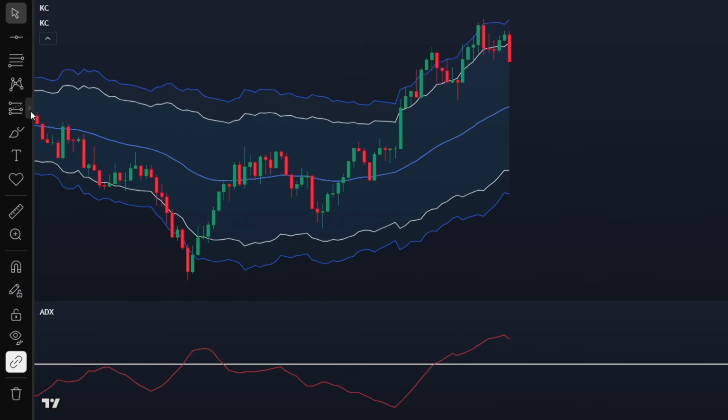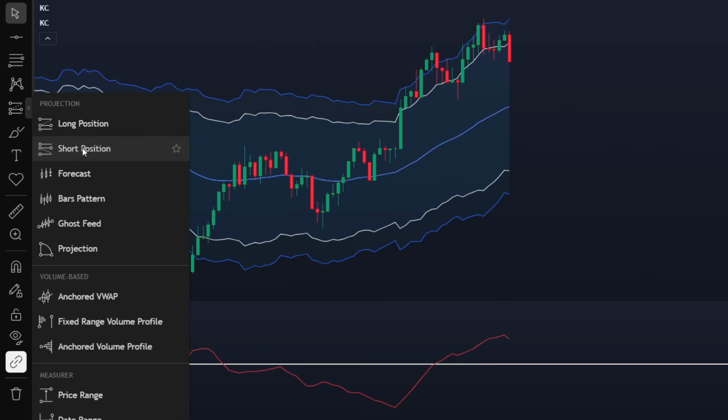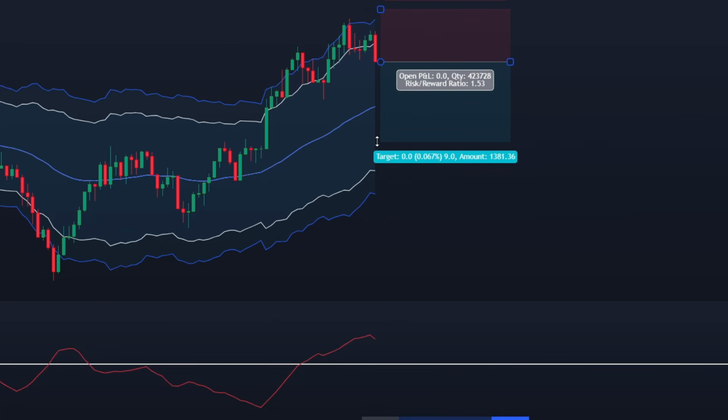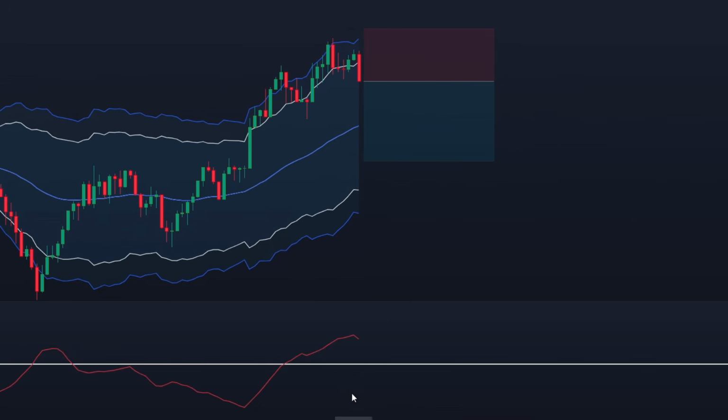My stop loss goes above the recent high, just above the upper Keltner band, keeping the risk controlled. The take profit is again set at 1.5 times the risk. This is what you want to see when scalping. Quick reaction, strong follow-through, and no hesitation from the market.